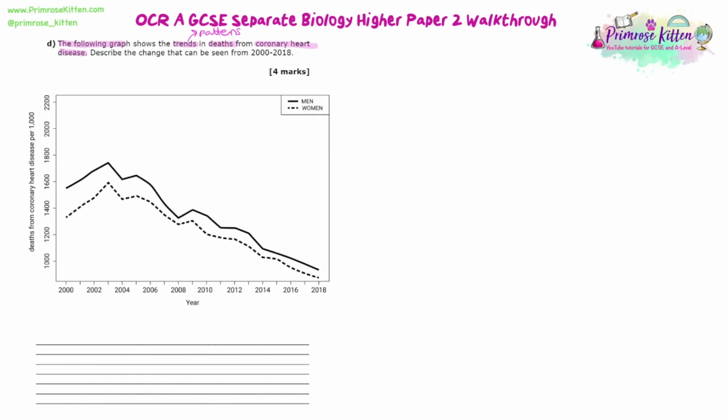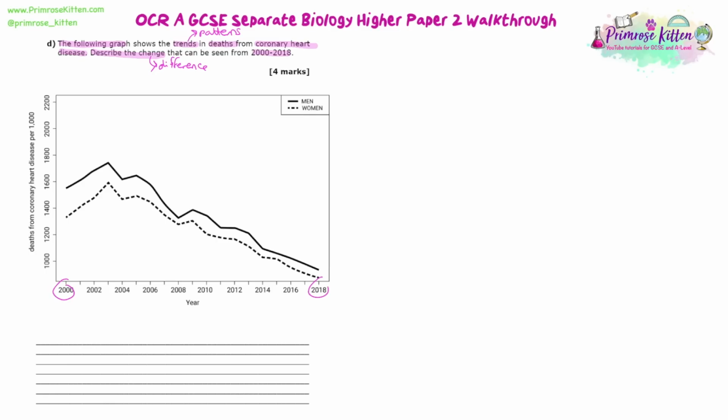So when it's talking about trends in graphs, what it's talking about is patterns. So just like when you did maths and talked about graphs in Key Stage 3, when you talked about it increases and then it decreases, that's what it's really talking about. So what's happening, what are the trends, what are the patterns we can see? And it says describe the change. So we're specifically talking about differences, changes from 2000 to 2018.